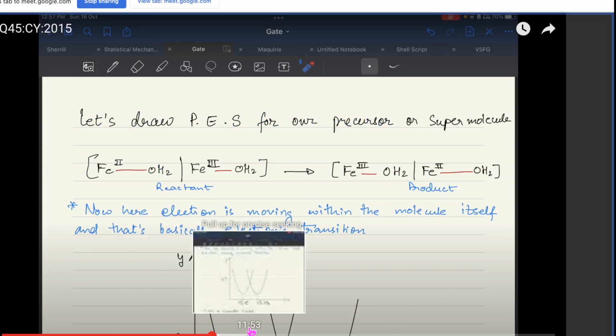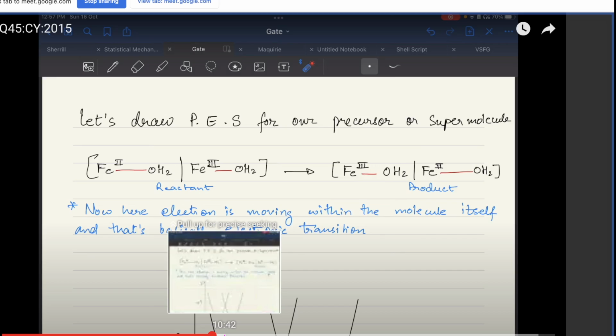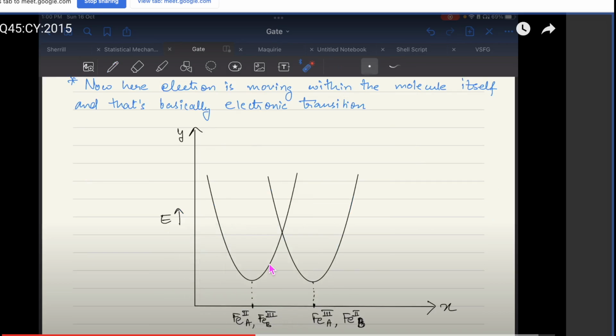So we were drawing the potential energy surface for this precursor molecule. Here it was acting as a reactant, where electron transfer was taking place from Fe2 to Fe3, correct? And it was an asymmetrical stretch because if you look at the curve, so this is the two curves. Then the first curve, where my Fe2 and Fe3, A and B, are present in the ground state.